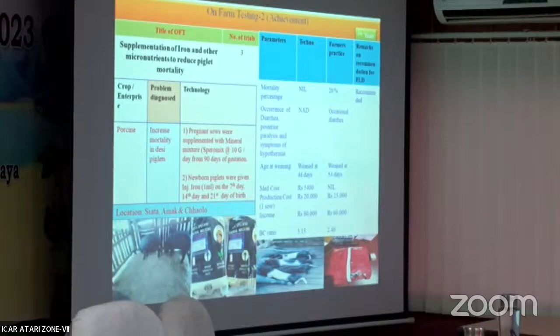So here also the medicinal cost and the production cost of one sow, we can observe here in the slide. And also the income generated was 80,000 in the technology and 60,000 in the farmer's practice. And the BC ratio was 3.15 in the demonstration and 2.40 in the farmer's practice.